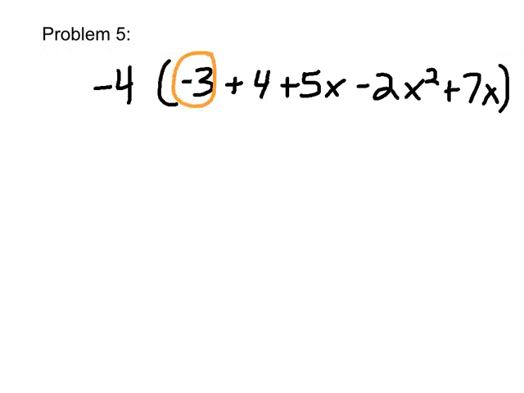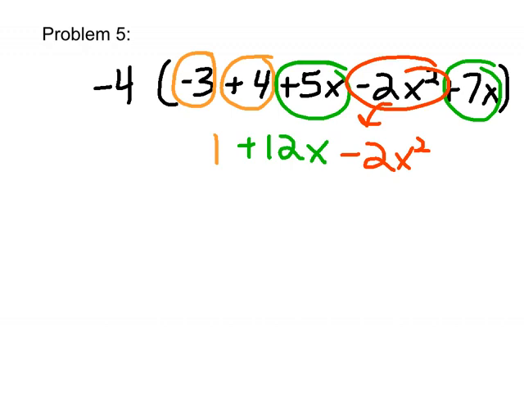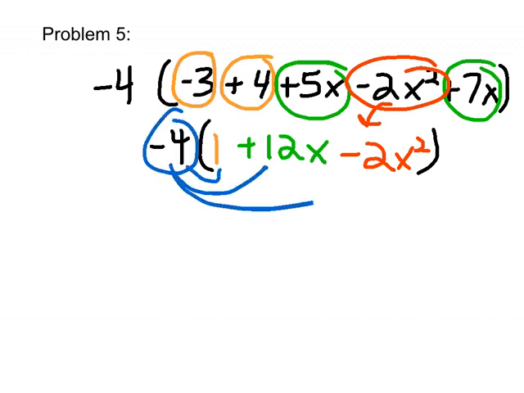All right, let's combine like terms. I got negative 3 and positive 4, which combine to make 1. I've got positive 5x, positive 7x, which combine to make 12x. And then my negative 2x to the second power just comes down. That's all going to be inside of parentheses with the negative 4 on the outside. Then I'm going to distribute my negative 4 to everything inside the parentheses.